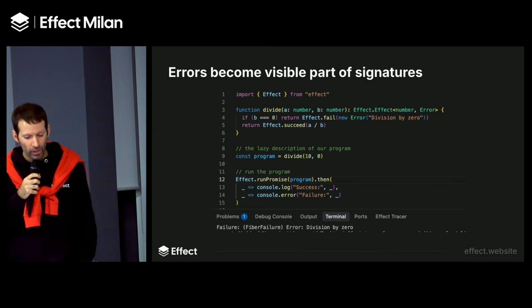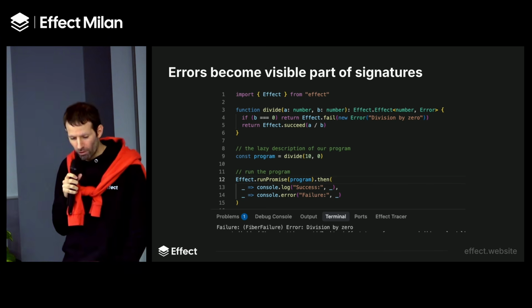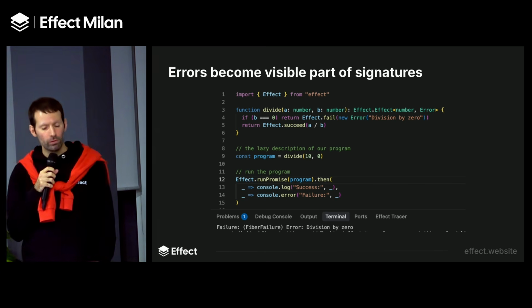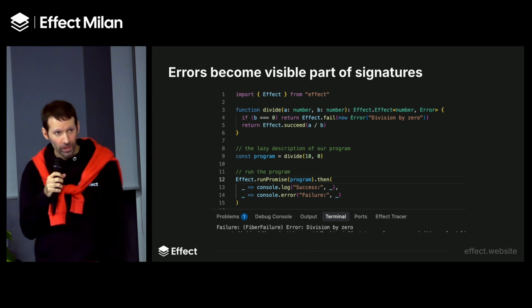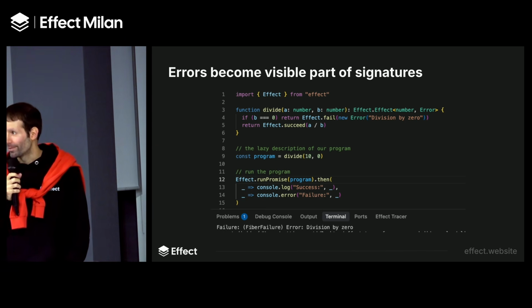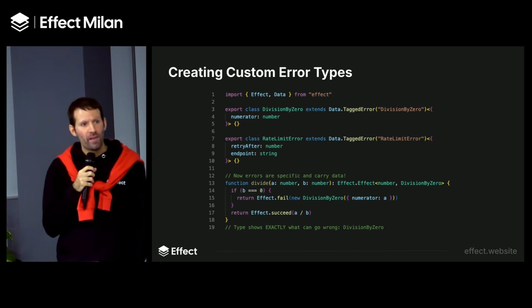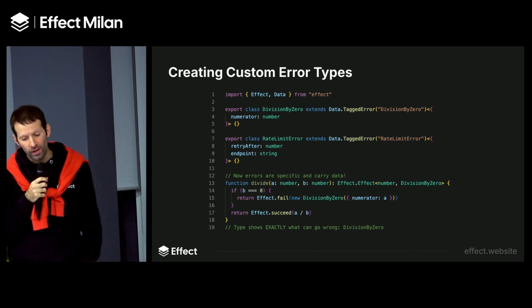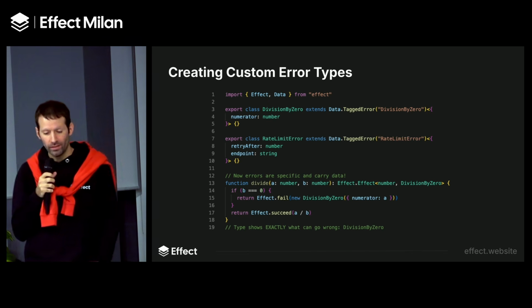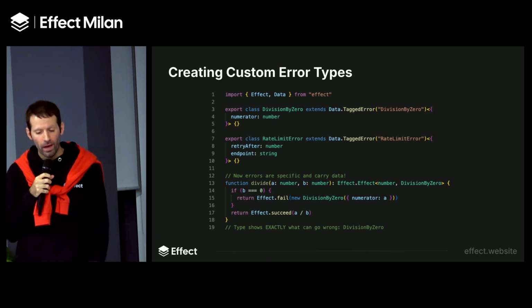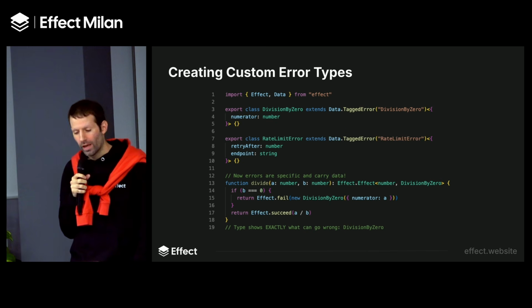And for the first time, we can see that indeed the return type signature of divide now contemplates an error. And that's great, but, well, an error is kind of generic. So that's why Effect gives us utility functions like Data.TaggedError, that help us create domain-specific error types.